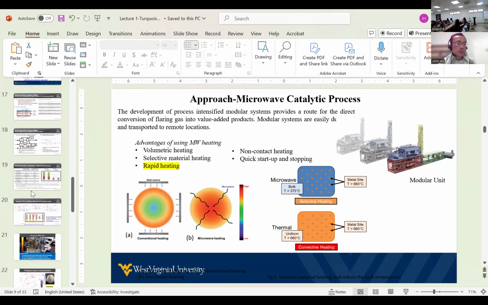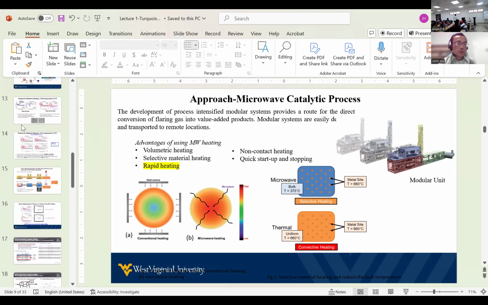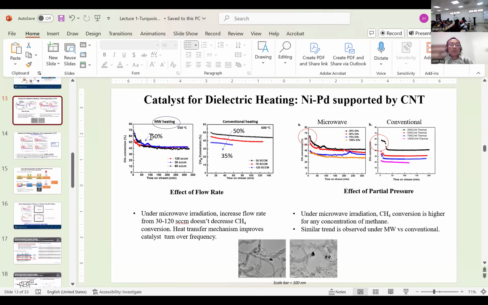So let me see where's my graph here. All right. So yeah, I don't want to interpret this side. I just want to show you microwave has a lot of advantage compared to conventional heating.